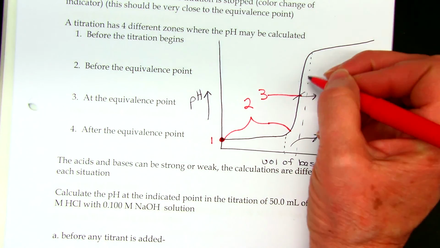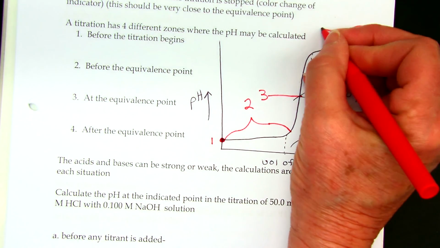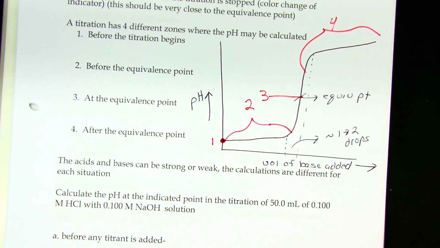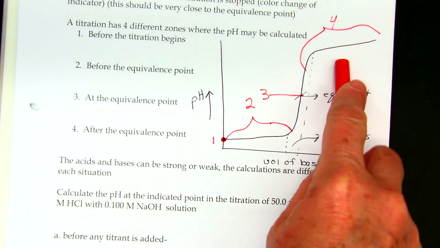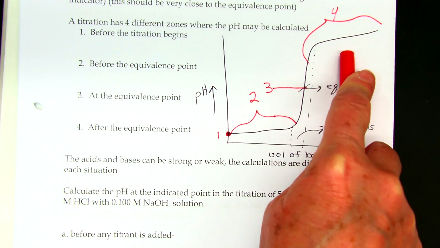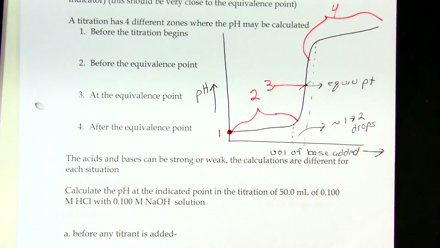And then up here is where we keep going. We keep dumping in base after we're done titrating the acid, and that's zone 4, after the equivalence point. This after the equivalence point, that's where you get that pink with the phenolphthalein when you've dumped in extra hydroxide.